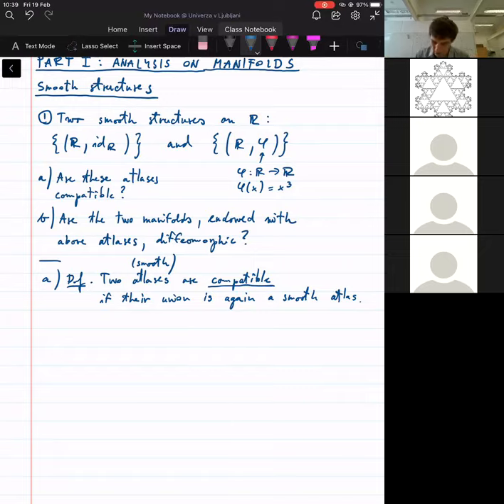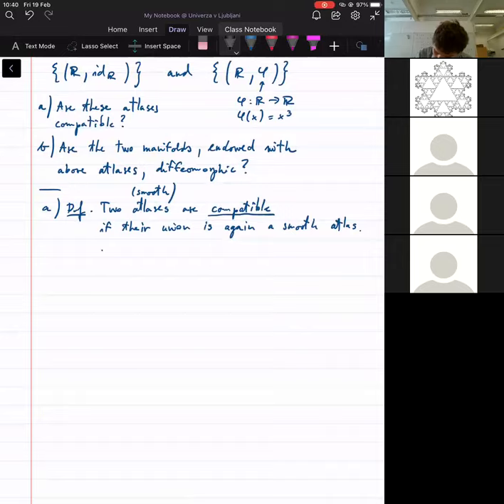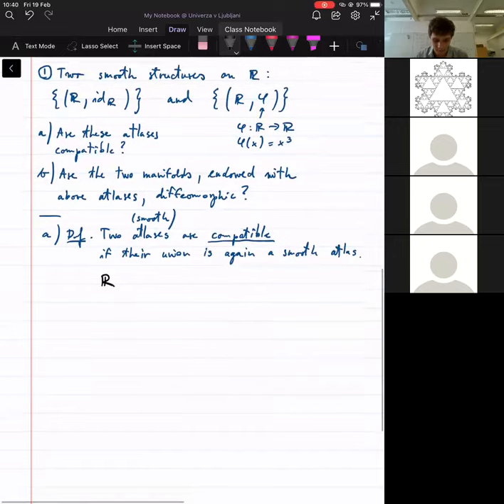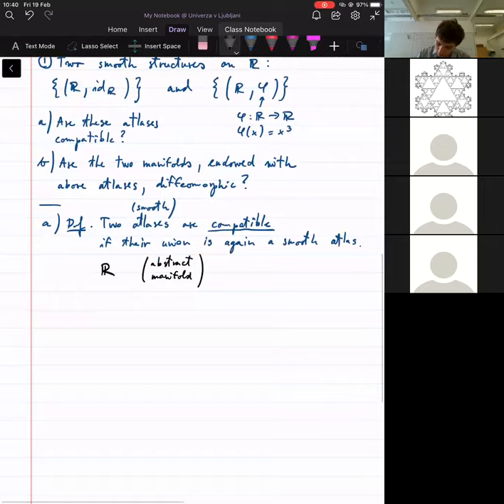Okay, so let's try to maybe draw something. First of all, we have this R here that is the abstract manifold. Okay, the abstract manifold in question. And then we have these two charts. One is IDR, and the second one is phi.